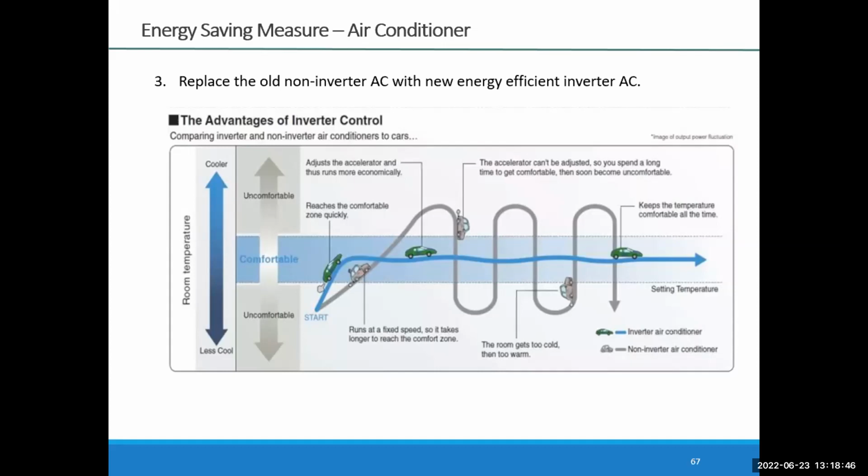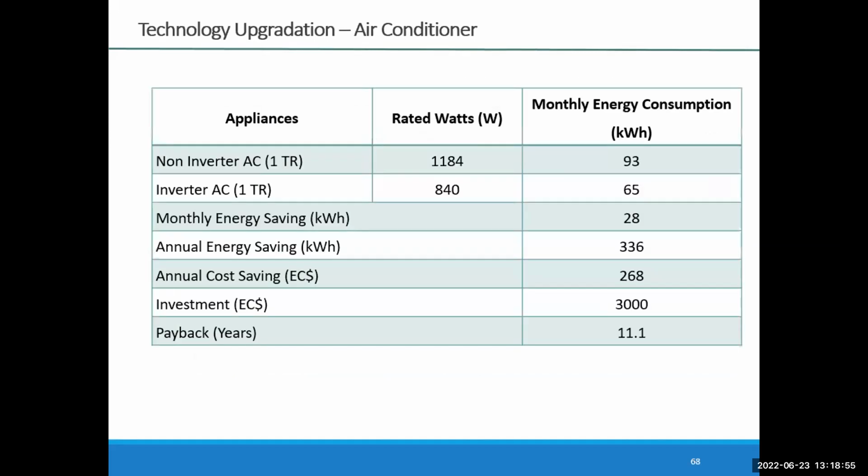So thus energy can be saved in this replacement of the old non-inverter based unit with an energy efficient inverter based unit. A sample example is shown here with a 1 tier air conditioning unit, which is old and non-inverter type, consuming around 1184 units, maybe rated wattage, and monthly energy consumption is around 93 units. Whereas the inverter AC unit rated capacity itself is 840 and the monthly energy consumption is around 65 units. So the difference of energy between the old and new is around 28 units.